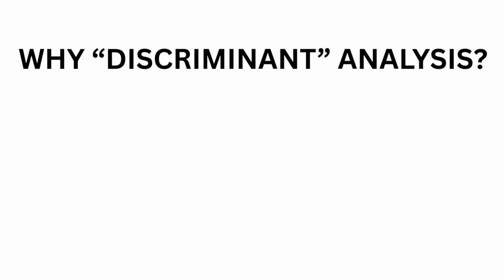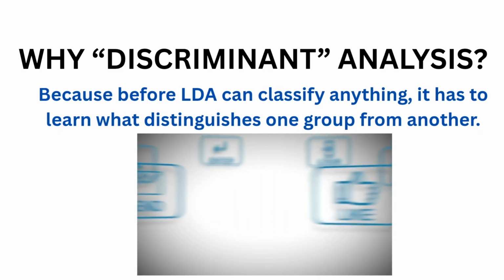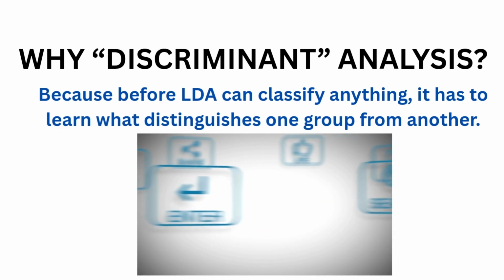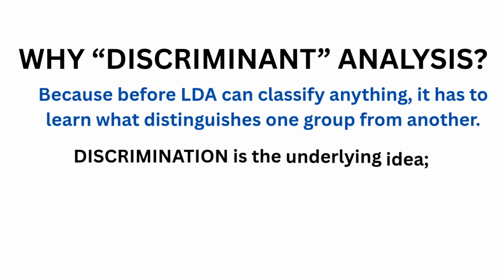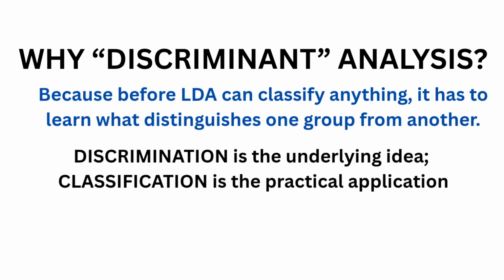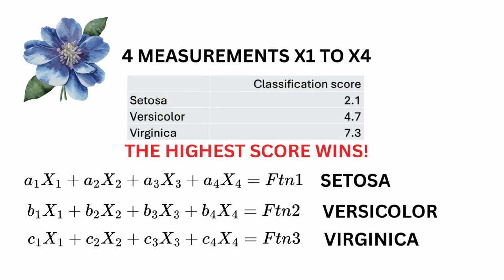So why discriminant analysis? You might be wondering, if we're talking about classification functions, why is this called discriminant analysis? Because before LDA can classify anything, it has to learn what distinguishes one group from another. It looks at the flowers we already know as setosa, versicolor, and virginica, and searches for the combinations of the 4 measurements that best discriminate or distinguish these groups. So discrimination is the underlying idea, while classification is the practical application. LDA learns what separates the groups and then uses that information to classify a new observation.